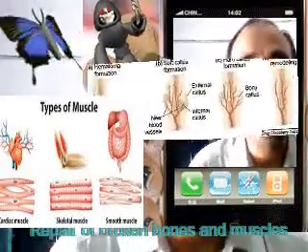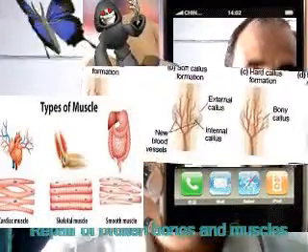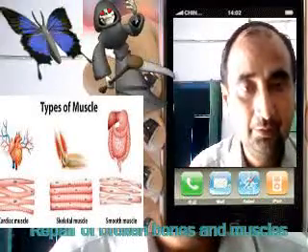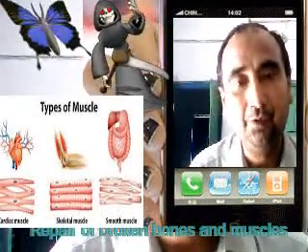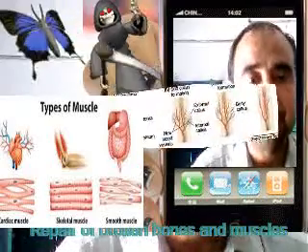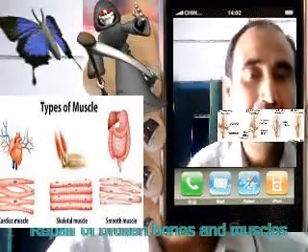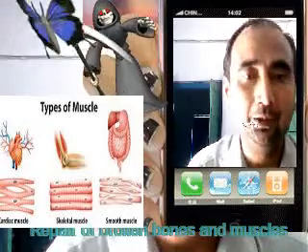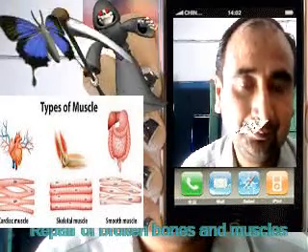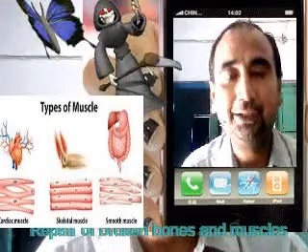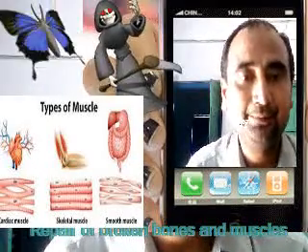These are found in visceral organs such as the digestive system. These are not in our control. The keywords for these muscles are involuntary, smooth, and visceral.